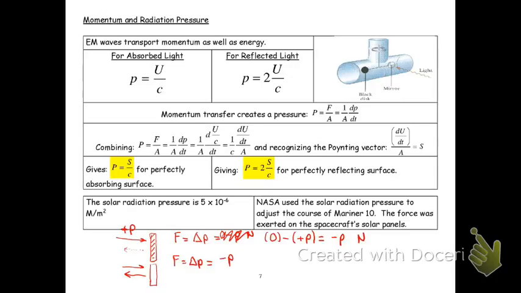Whereas on this bottom, I have minus p minus plus p, which equals minus 2p newtons. So you get twice as much force on a white surface as you do on the black surface.